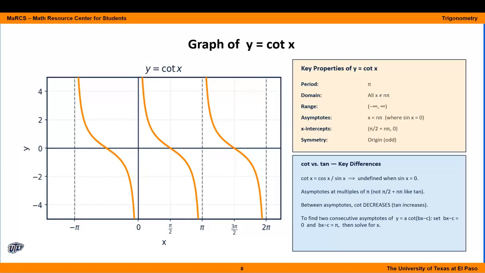Now let's move on to cotangent. Cotangent is defined as cosine of x over sine of x. So it is undefined whenever sine equals 0. That gives us vertical asymptotes at x is equal to n pi. The key difference from tangent is the direction. Between asymptotes, tangent increases, but cotangent decreases. So the structure is similar, but the orientation is reversed.